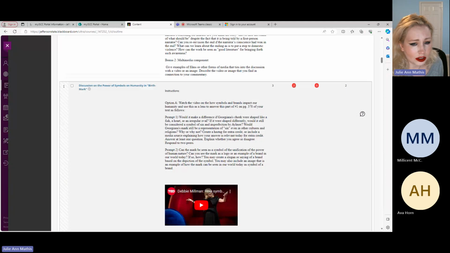The other question you could answer, just choose one, is: can the mark be seen as a symbol of unification of the power of human nature? Can you see the mark as a logo or an example of a brand in our world today? If so, how? You may make a slogan or saying of a brand based on a depiction of the symbol.